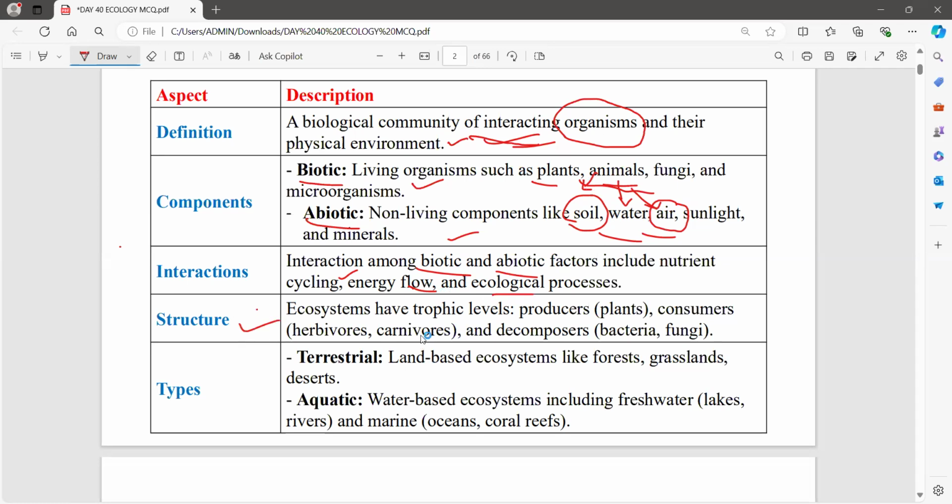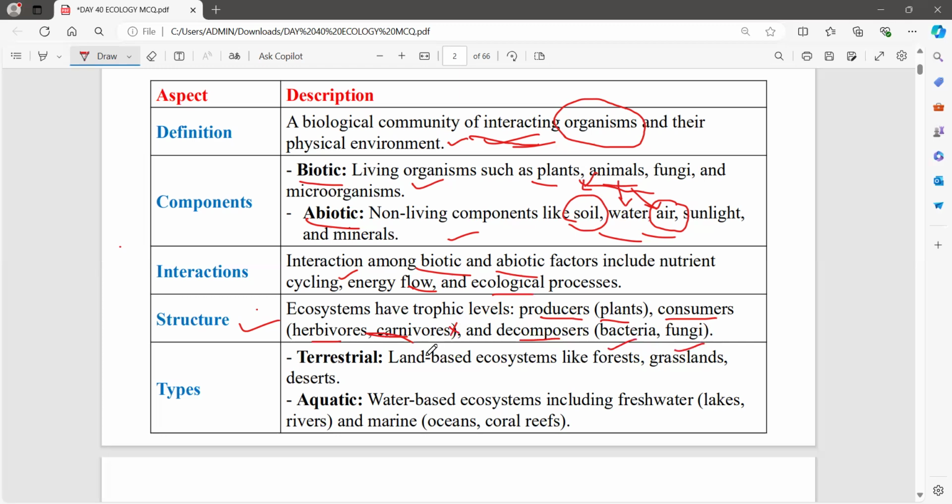Now, what will be the structure of this ecosystem? When it comes to the structure, we have the producer. Plants will always be the producer, and those who consume the producer come under the consumers. Generally, consumers are herbivorous or carnivorous. Herbivorous means plant eaters. Carnivorous means animal eaters. Those who are dependent on the producer are called consumers. Now, after the consumers, when these organisms die, they are decomposed in the ecosystem by the decomposers, and those decomposers are mainly bacteria and fungi.